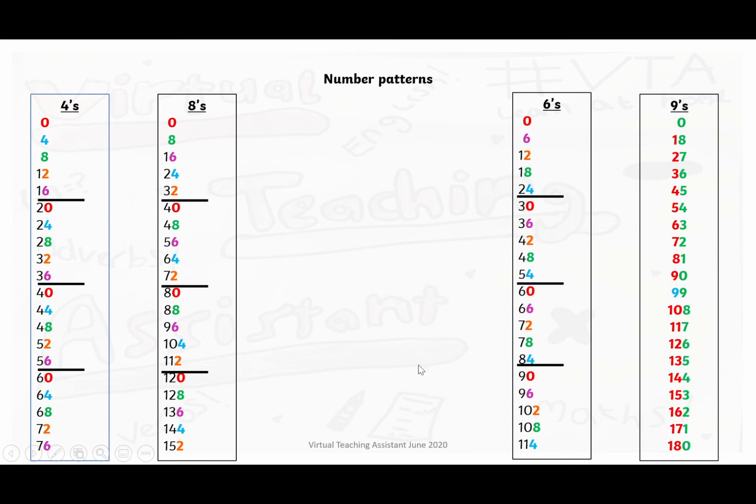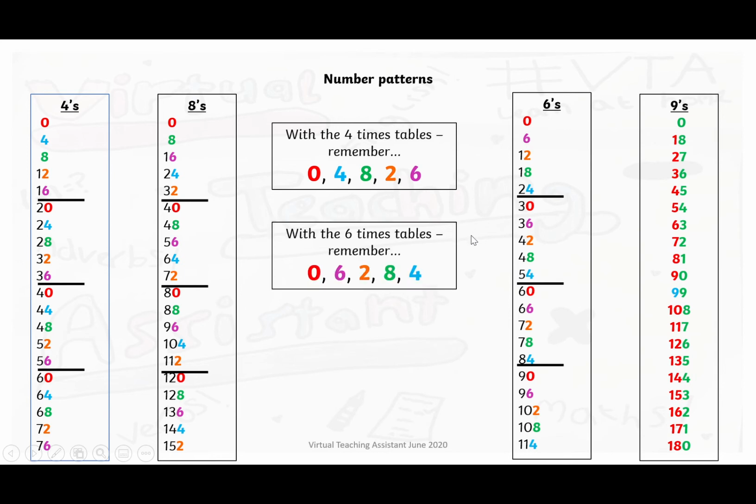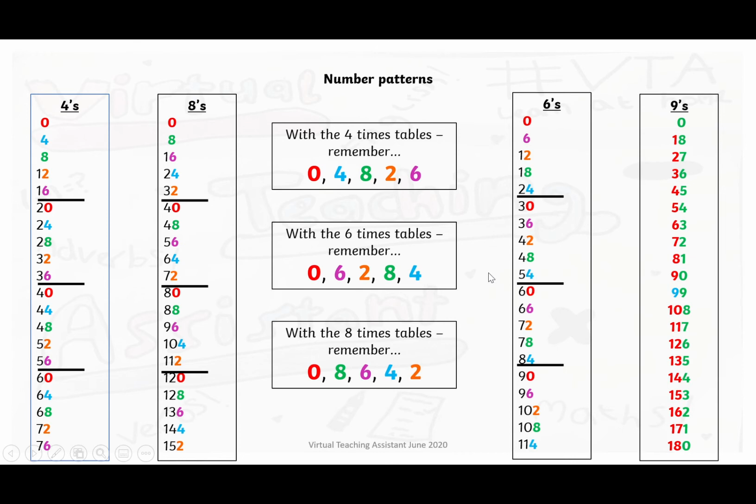So looking at the patterns from all of these, take a minute, pause the screen. Can you tell me what the next one will be in each of these? Okay, so you've got to remember with the 4 times table it's 0, 4, 8, 2, 6. 6 times table it's 0, 6, 2, 8, 4. And with the 8 times table it's 0, 8, 6, 4, 2.